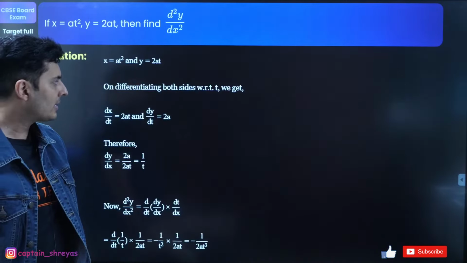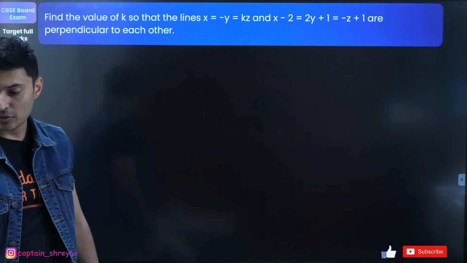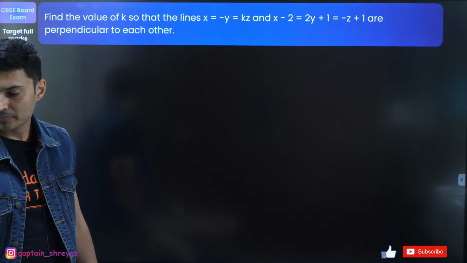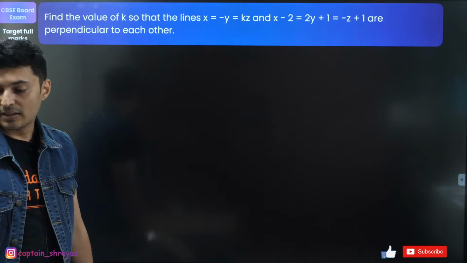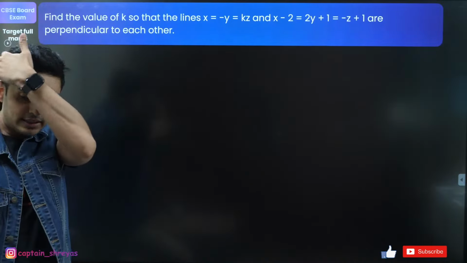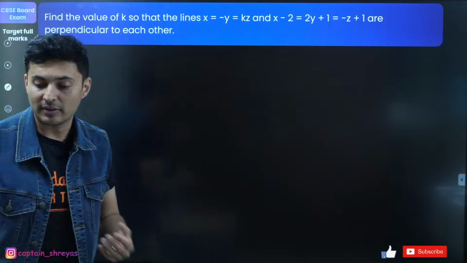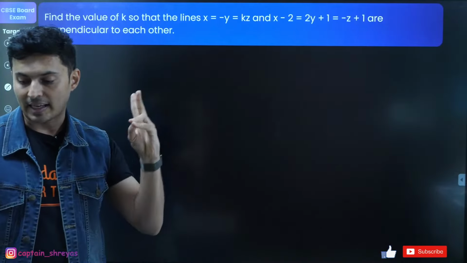Okay. Let's try to solve the next question. Yes, if the second derivative becomes 0, then there is no maxima or minima. It will become the point of inflection, Soulfire, if the second derivative is 0.